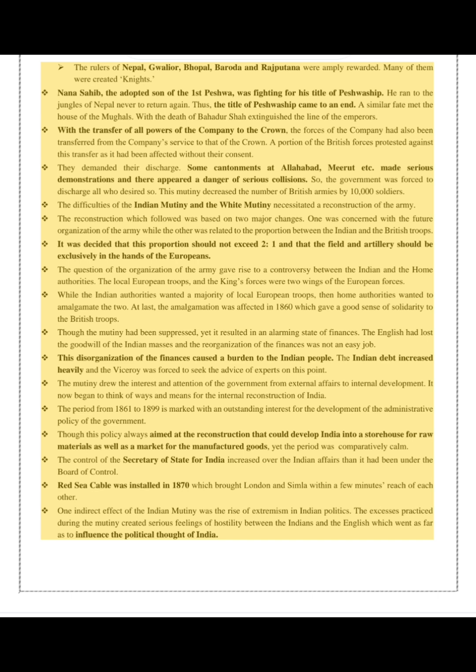The question of the organization of the army gave rise to a controversy between the Indian and the home authorities. The local European troops and the king's forces were two wings of the European forces. While the Indian authorities wanted a majority of local European troops, the home authorities wanted to amalgamate the two. At last, the amalgamation was effected in 1860, which gave a good sense of solidarity to the British troops.